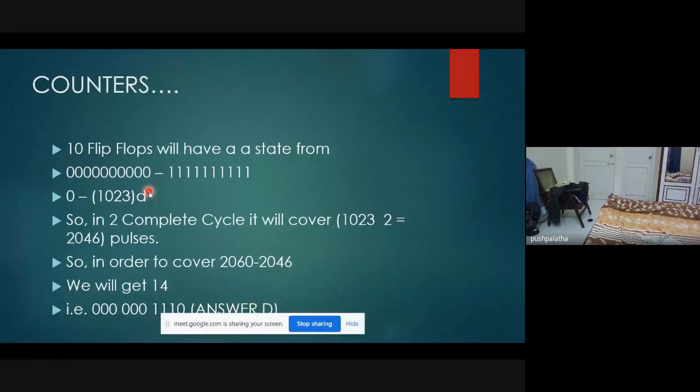Is it clear for you? With 10 flip-flops we have a set and reset state. Initially it is reset, so all 10 flip-flops are 0. When I go to the set state, all flip-flops are 1. So 2 power 10 is 0 to 1023, which I'm writing in decimal. That is what I have mentioned here as D. Now to complete 2 cycles, it will cover 1023 each, which is 2046. Totally how many pulses do you require? 2060 minus 2046, so you'll get 14. So all zeros, and here it is 1110. Clear? Right. Shall I move on to the next?